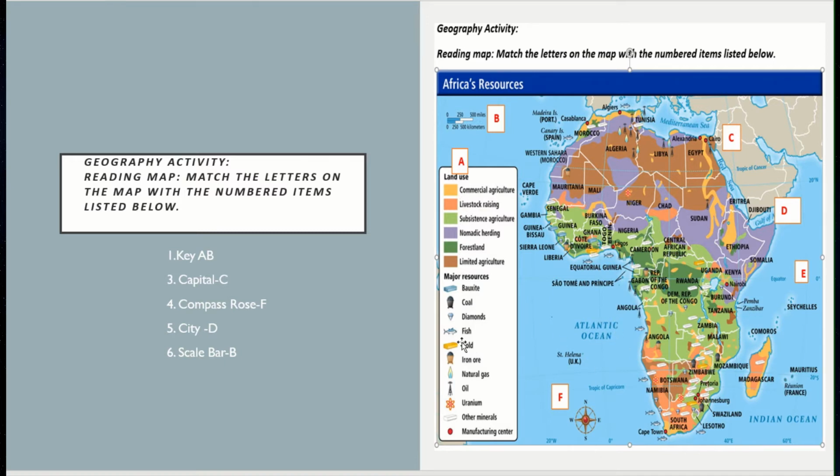So these are the part of the map which shows the key, which unlocks the answers to what each color is indicating. For example, commercial and agriculture. These areas on the map show that these countries have some agriculture or cultivatable land.